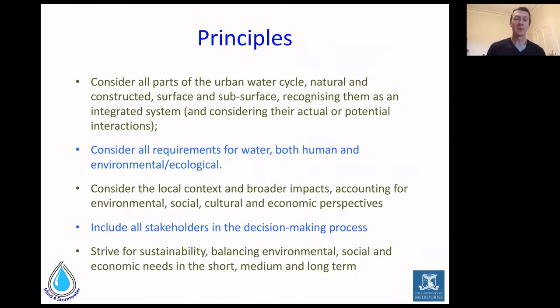So the first one, fairly obvious, and I think most of these should be fairly self-evident. Consider all parts of the urban water cycle, both the natural and the constructed, surface and subsurface. Understanding that all of these things are connected, and so when we do things to one, we're going to have an impact on other. And I'll give the example of wastewater recycling, which we've talked about, and also stormwater harvesting. So both of these are very commendable initiatives. Both have benefits to the environment.